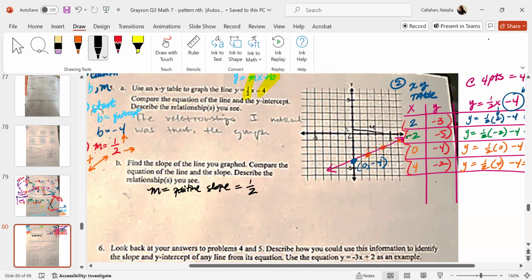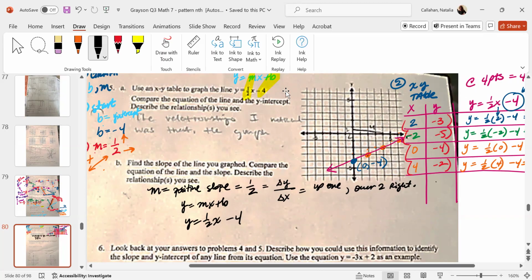So I know the equation is y equals mx plus b. Your equation is y equals 1 over 2x minus 4, right? So you can say the slope is a change in y over a change in x, which means that you go up 1 over 2 to the right. That's what you can say. I mean, that's technically what you see, right?